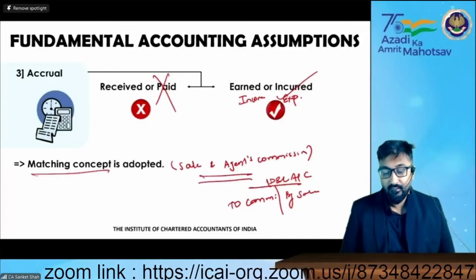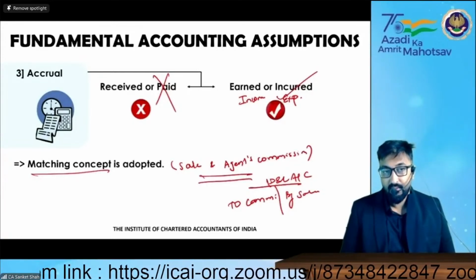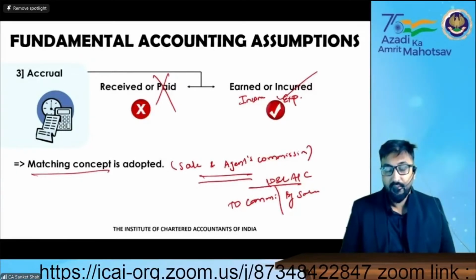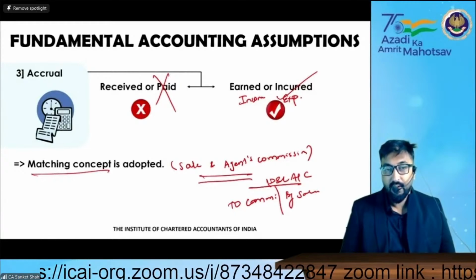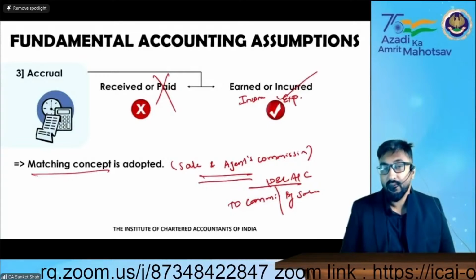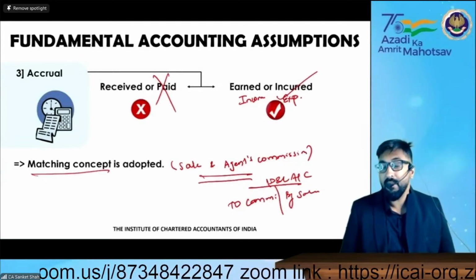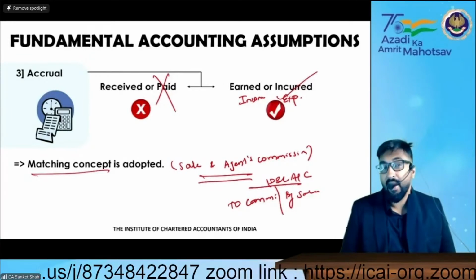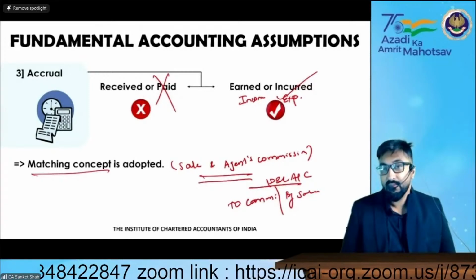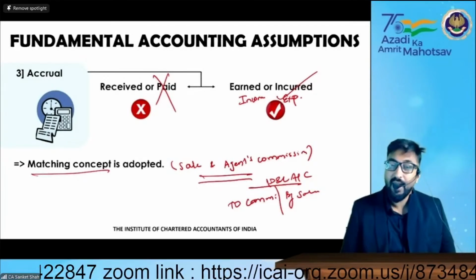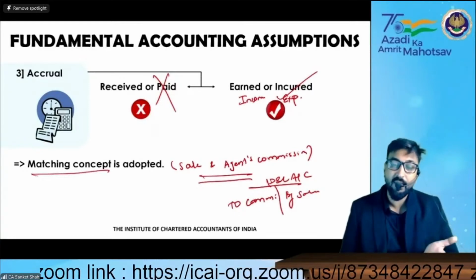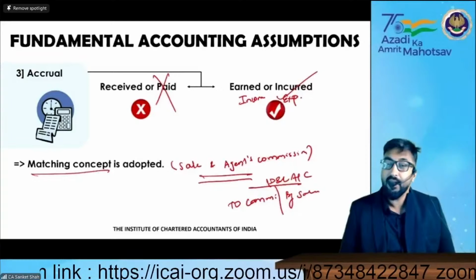Okay, sir. Accrual. Received or paid is not important. Earned or incurred is important. The word earned is used for income, and incurred is used for expenses. And at the same time, which principle do you follow along with accrual? Matching principle. What is the example of matching concept? In the year of sale, you are going to record agent's commission, though you have not paid agent commission. You paid agent commission next year, still you will record it in the year of sale. Got the concept?